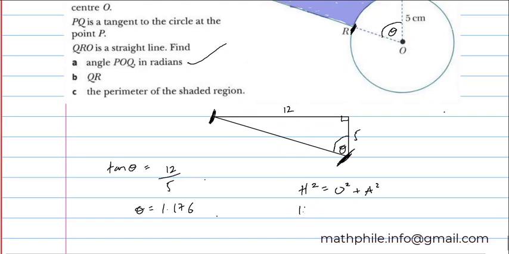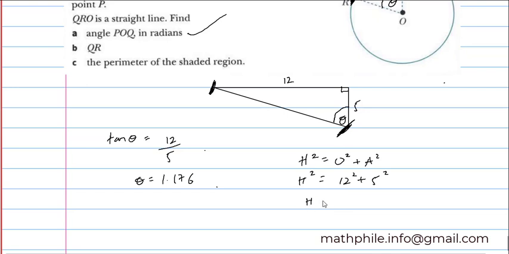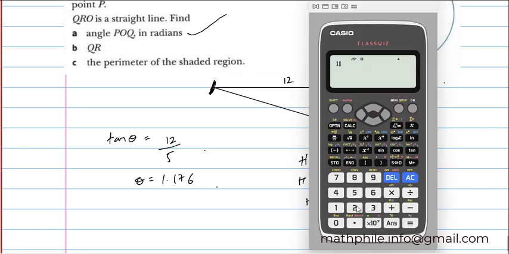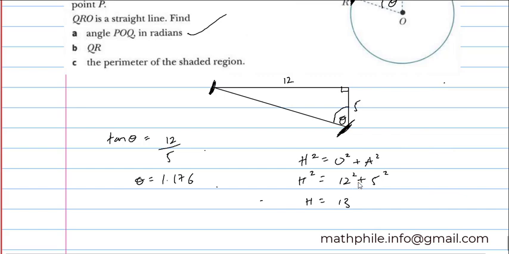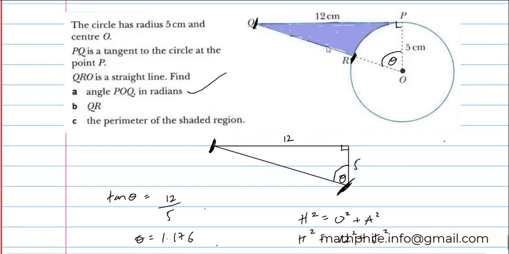H squared, we don't know what h is. O is 12 and a is 5. So in this case, you do this, and if everything is correct, you should get 13. Take your time and do this. You should get 13. So let's confirm 12 squared plus 5 squared. That is from Pythagorean triple. So there should be 13. So the entire thing is 13, but from this side to this side is radius.